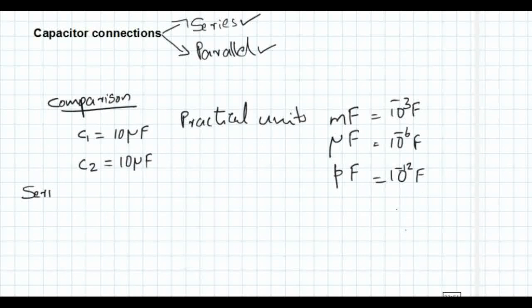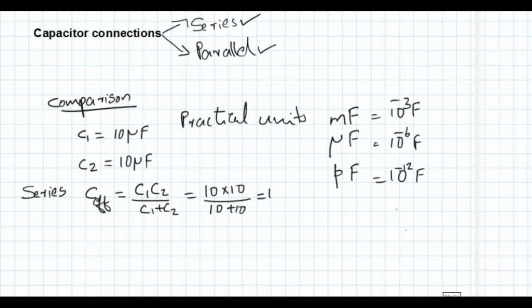Now what will happen if these two capacitors are first connected in series? In series, we know the effective capacitance will be C1 C2 by C1 plus C2 from the previous discussion. Therefore, substituting for C1 and C2, you can see that it is 10 into 10 divided by 10 plus 10, that is 100 by 20, and that is equal to 5. So 5 microfarad is the effective capacitance when two 10 microfarad capacitors are connected in series.